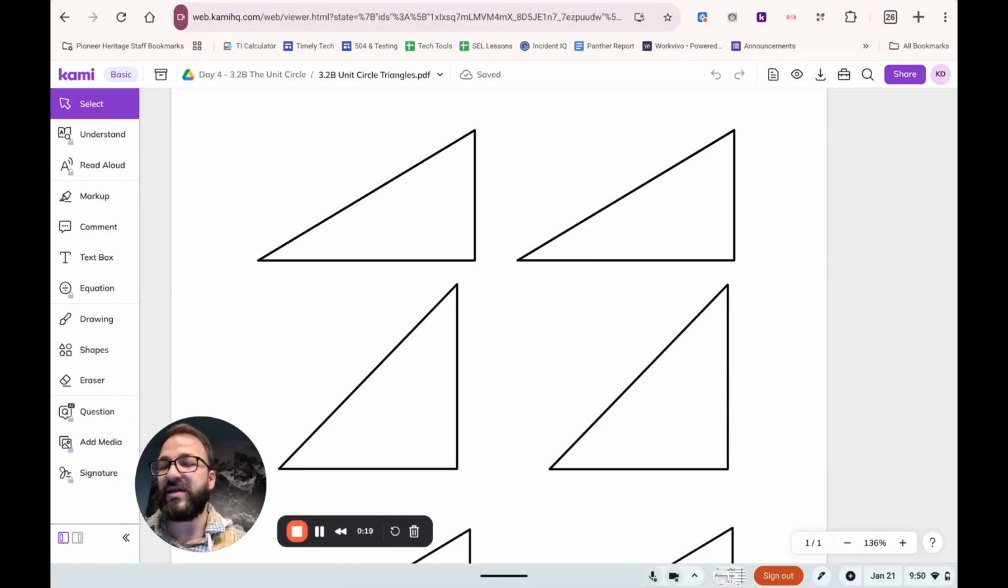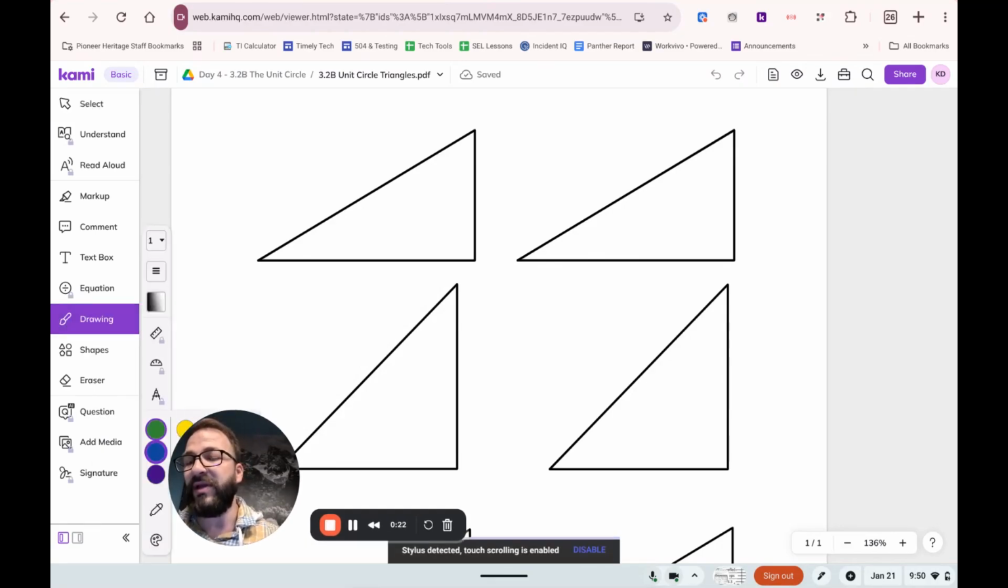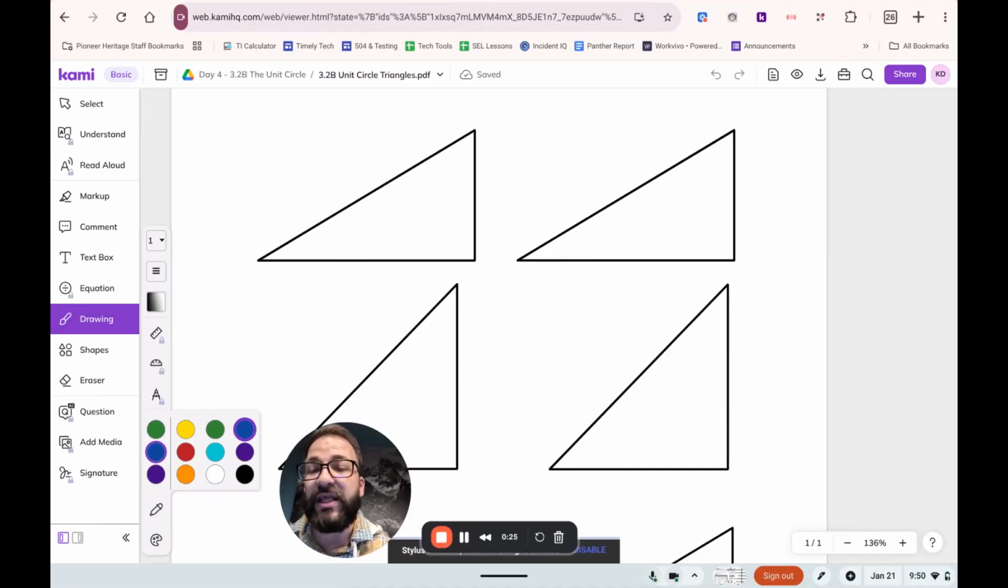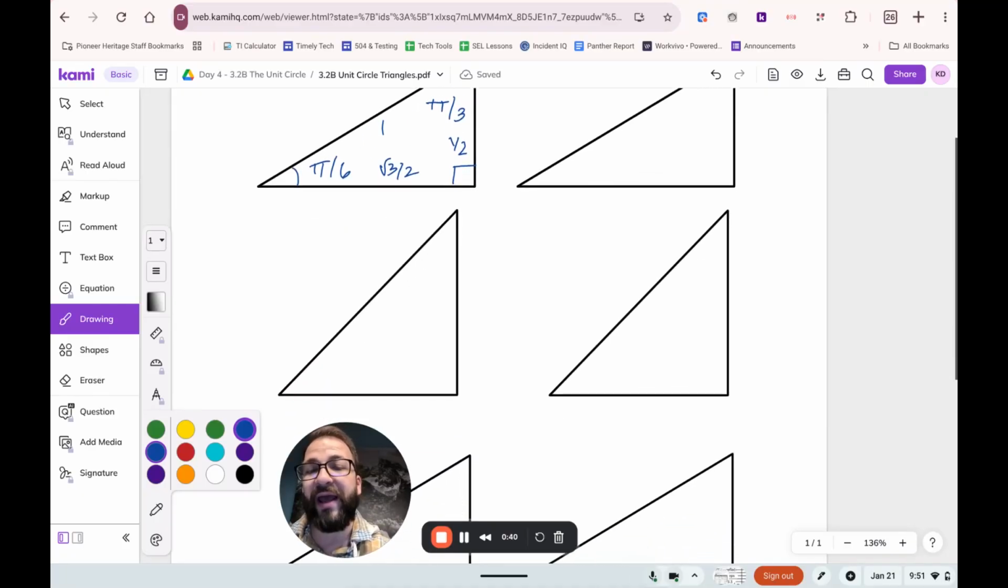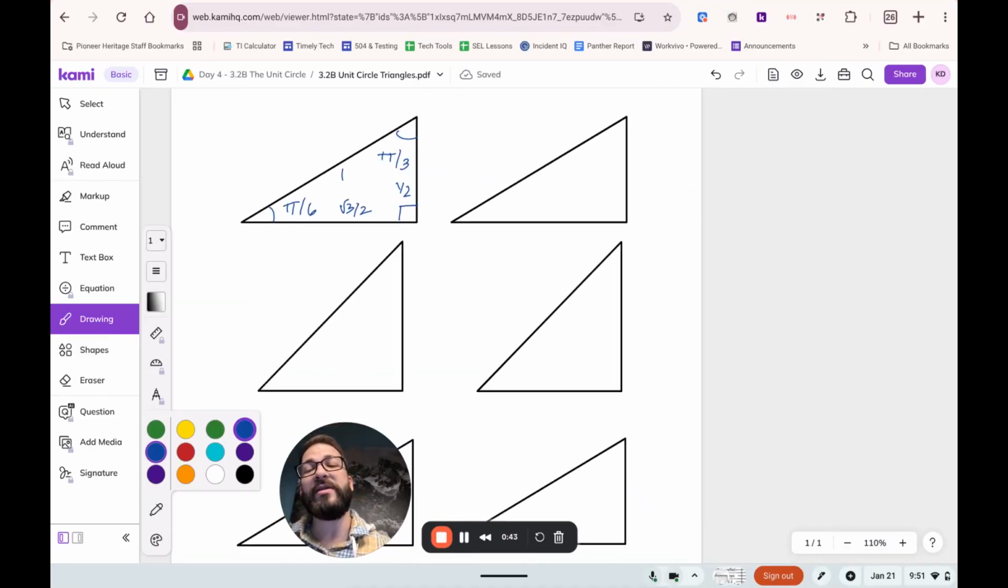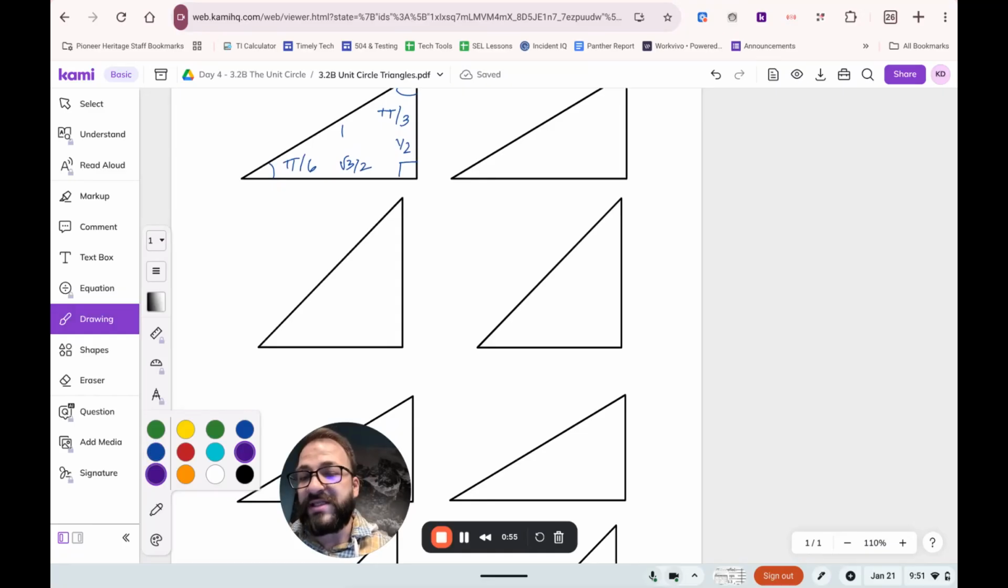So this first one we can tell is our 30, 60, 90. Now I'm only going to label it on one side, but I would like you to label it on both sides. So pi over 6, pi over 3, 90, 1, root 3 over 2, and 1/2. So like I said, I'm labeling on one side with my pi over 6 or 30-degree angle measures, but I want you to label it on the other side. So you have kind of a double-sided triangle here. And we're going to do the same thing for pi over 4. Once again, I'm only labeling on one side, but I would like you to label it on both sides.